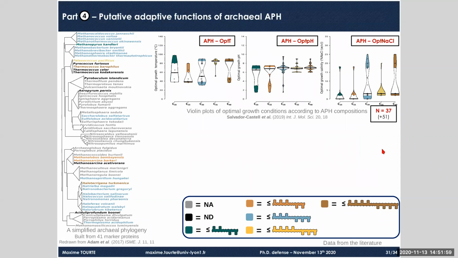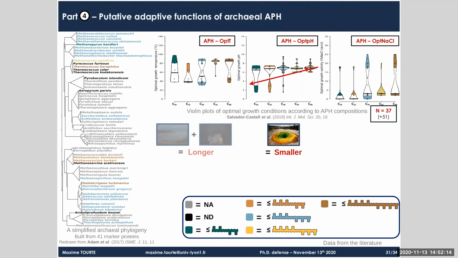Eventually, we also correlated this composition with the optimal growth conditions of our Archaeal strains. First, what we can see here for the temperature is that the species that live at higher temperature tend to have longer apolar polyisoprenoids. For the pH, it's the reverse trend. So species living at lower pH tend to have smaller apolar lipids. And finally, those living in high salinity tend to have longer compounds as well.